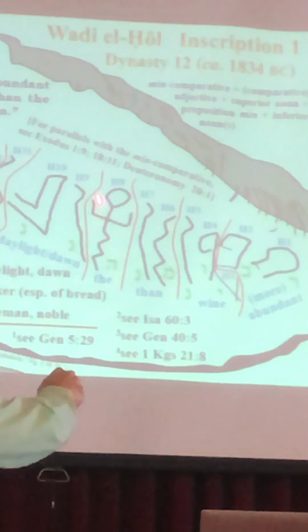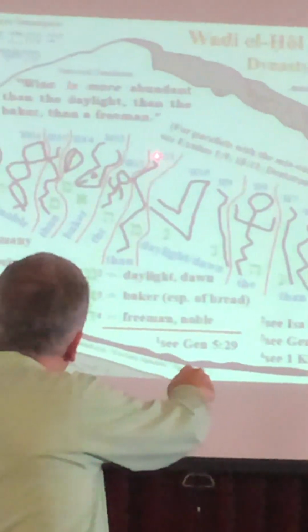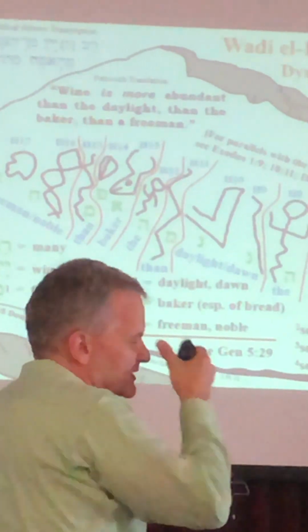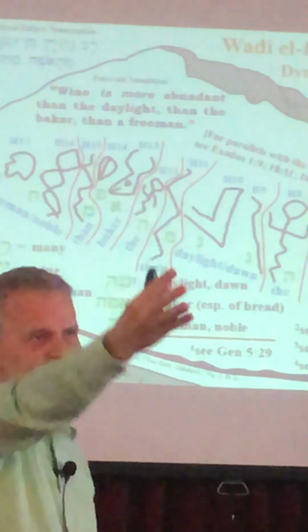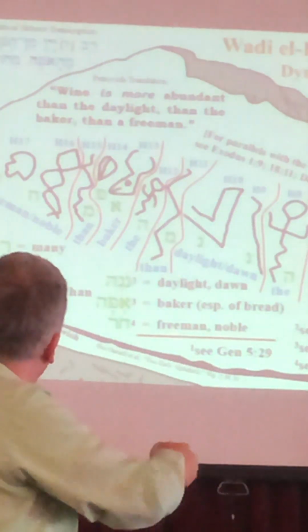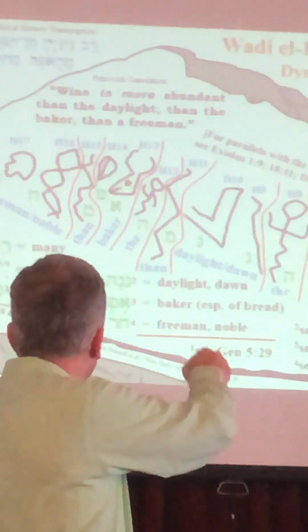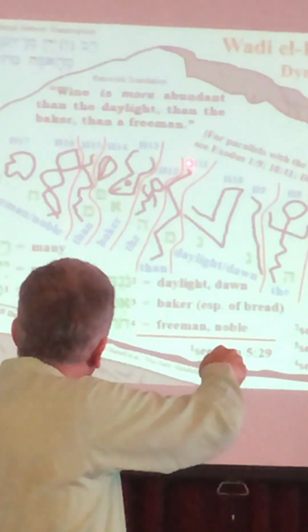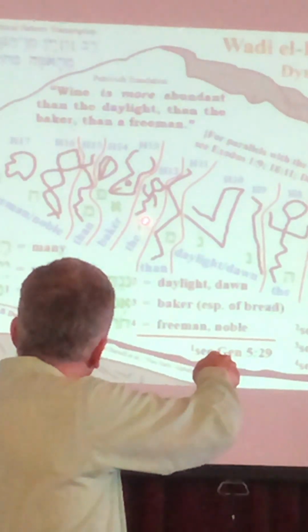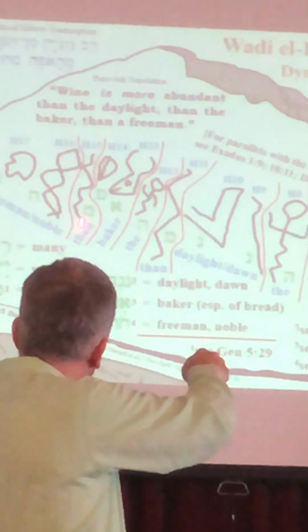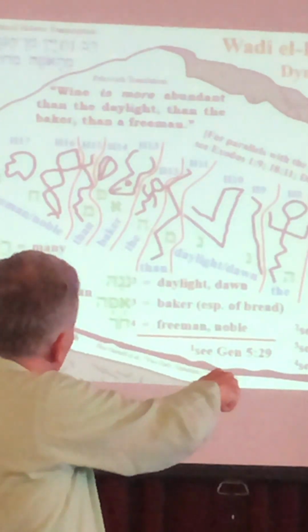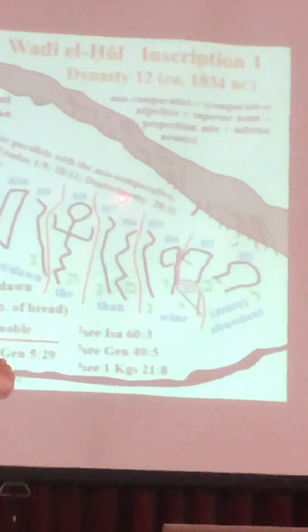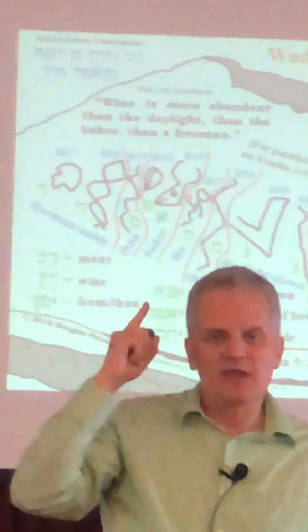And then we have an article, a noun, and this is an abbreviated form of min. It's known as a defective form of the preposition min. So the M sound goes away, and all you need is the N. It absorbs the N sound. So that's min, that's the preposition, and that's an article, and that's another noun, and that's a defective form of the min preposition, and that's another noun. So here's what we have. We have a comparative adjective, superior noun, preposition, inferior noun, preposition, inferior noun, preposition, inferior noun. That is a perfect Hebrew construction.